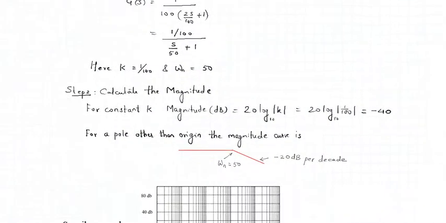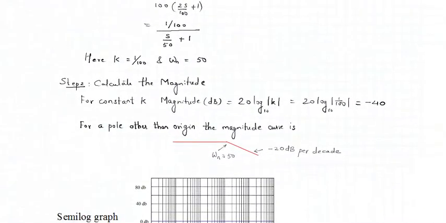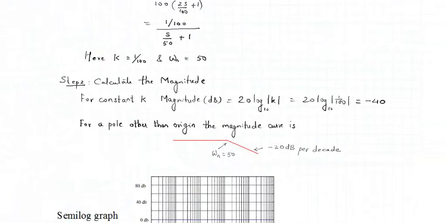So step number 2, after we have rearranged the equation and identified the different terms in the given transfer function, now we start with the magnitude plot. So as we know, we have a k term and we have a pole other than at origin. So let us find the magnitude first for the gain of the system. So for constant gain, what would be the magnitude of the system? So magnitude would be 20 log 10 of mod of k. We express this in dB.